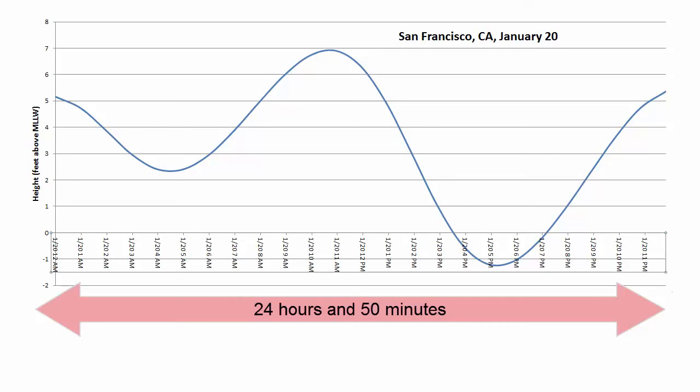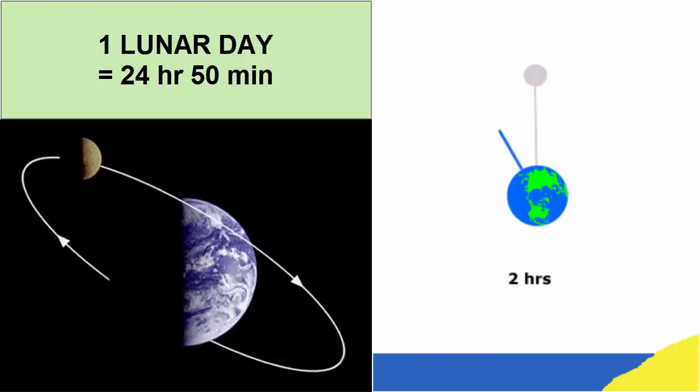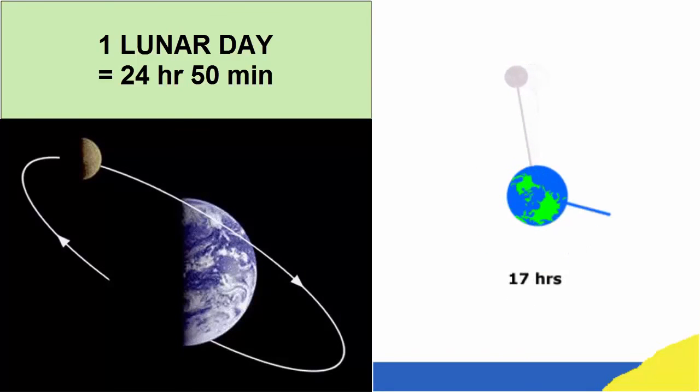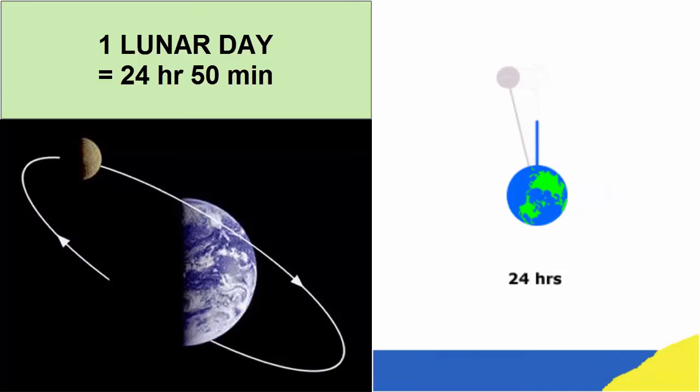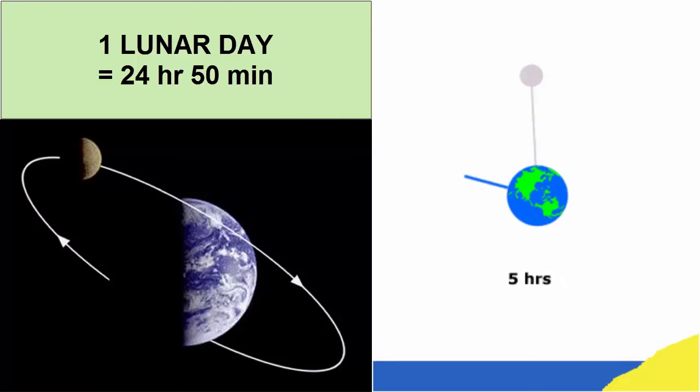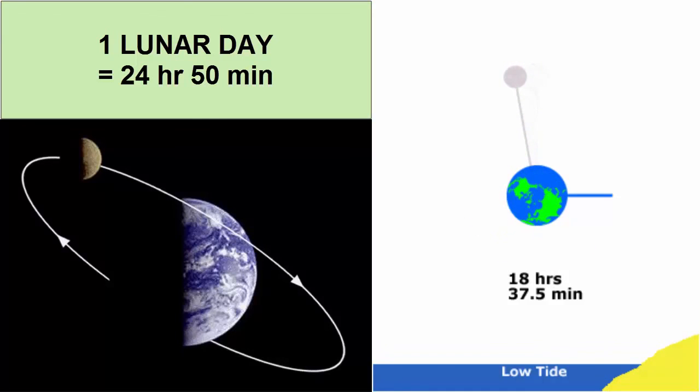What else has that same period? Earth's rotation relative to the Moon is also 24 hours and 50 minutes. What does that mean? After the Earth has rotated once relative to the Sun, 24 hours, it has to rotate another 50 minutes to catch up with the Moon, which during that 24 hours moved 1/29th of its way around its orbit around the Earth. 24 hours and 50 minutes is a lunar day.